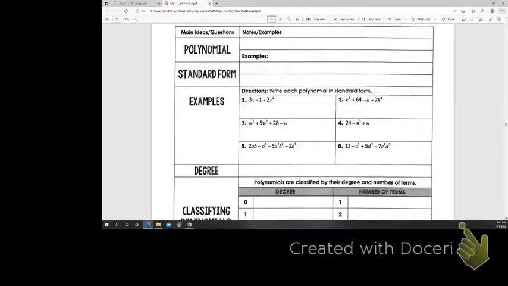All right, so now we're going to talk about polynomials. And polynomials are the sum or difference of monomials. So in other words, we're just going to join up some monomials, like what we've been working with, with pluses or minus signs.